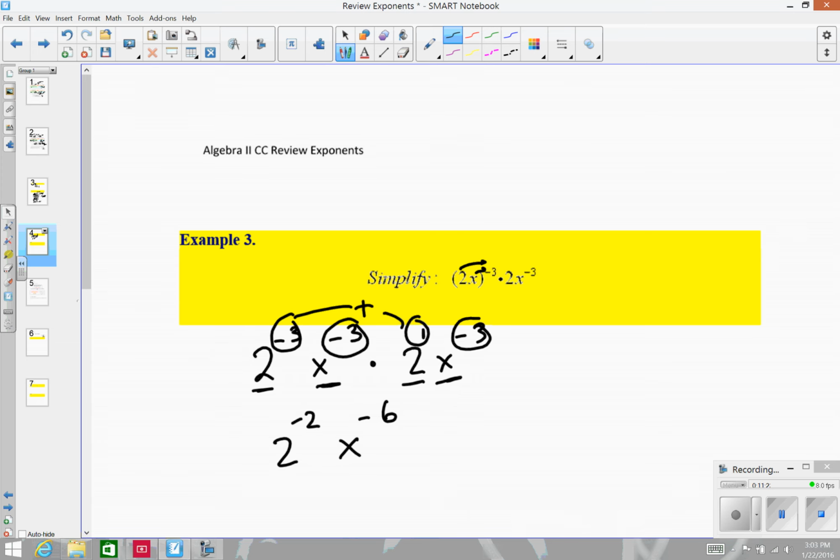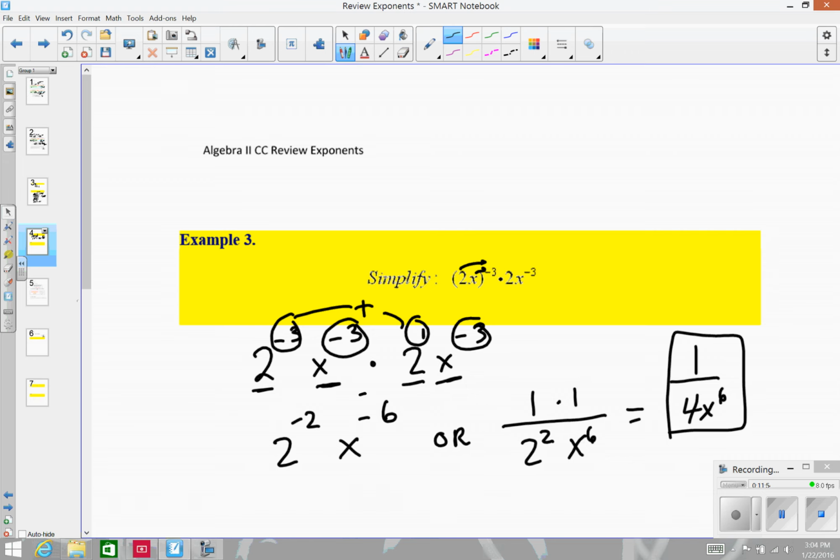Some of you might prefer to write this with positive exponents. If we do that, we are going to have a fraction. So I will just go through and show you what else we could have. My 2 to the negative 2 would be the same as 1 over 2 squared. And then the x to the negative 6th power would be the same thing as multiplying that by 1 over x to the positive 6th, which gives me 1 over 4x to the 6th. So either one of these answers are considered correct.